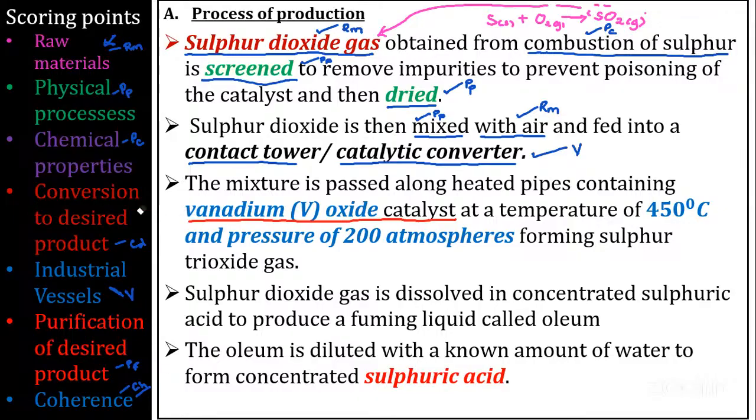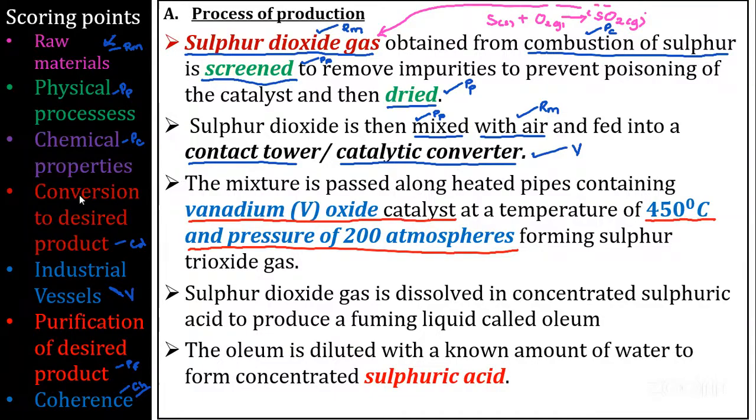So we need vanadium 5 catalyst at a temperature of 450. This temperature is similar to the temperature we used when we were making ammonia, and pressure of 200 atmospheres. Sometimes books here will differ in what they quote.